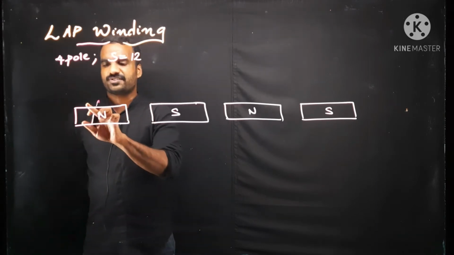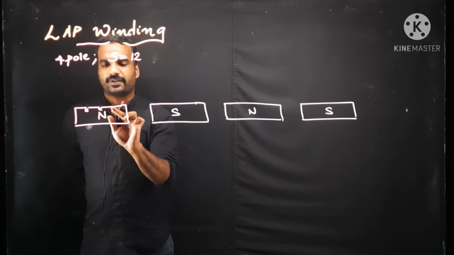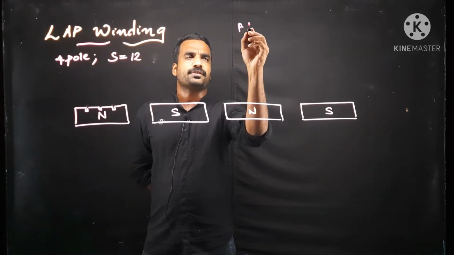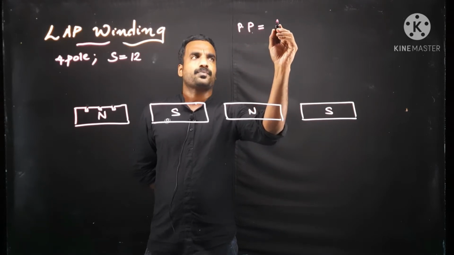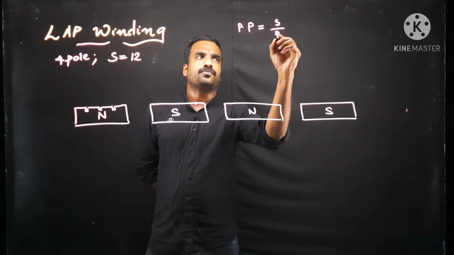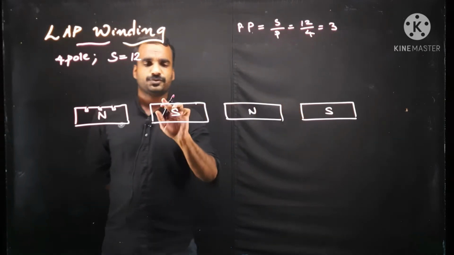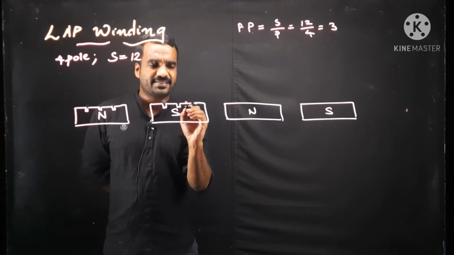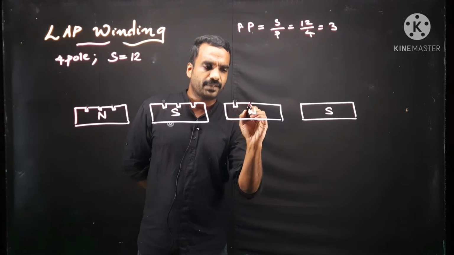Suppose these are slots. We are having 3 slots per each pole because pole pitch, that is slots per pole, is equal to number of slots by number of poles, that is 12 by 4, that is 3. So each pole should have 3 slots under its area, that is the meaning. Each pole spans 3 slots.